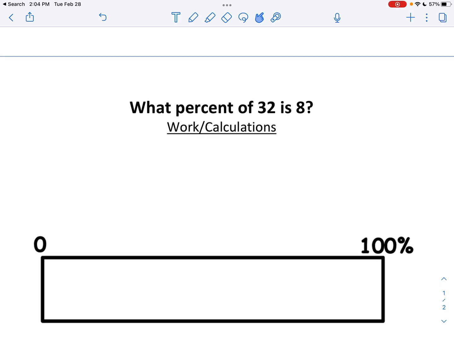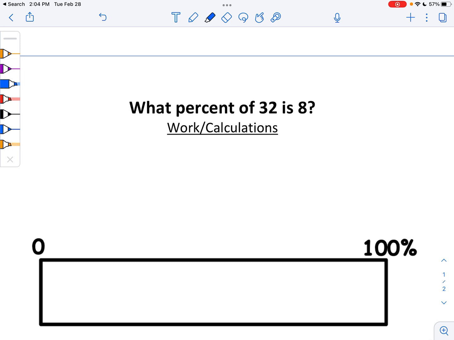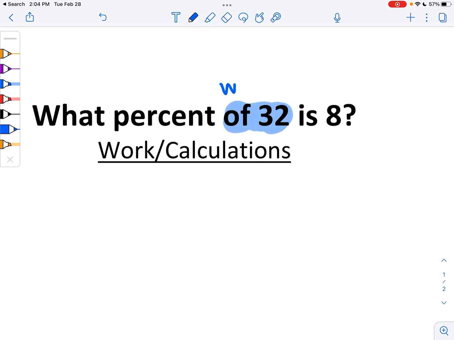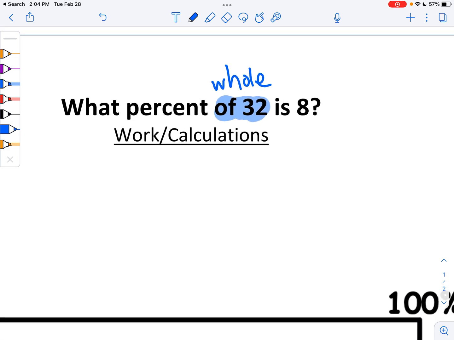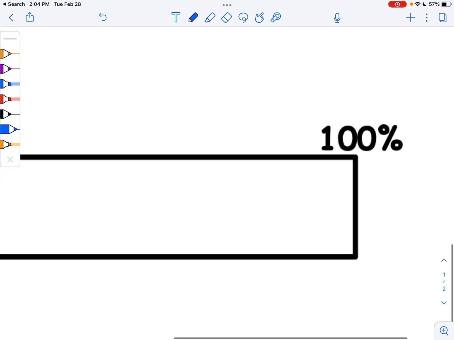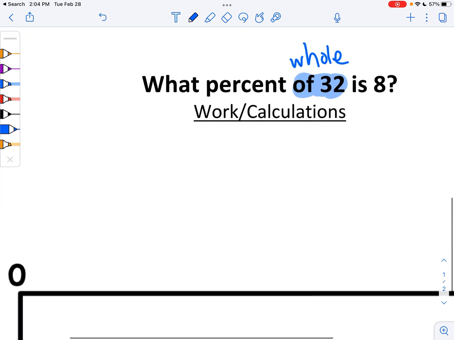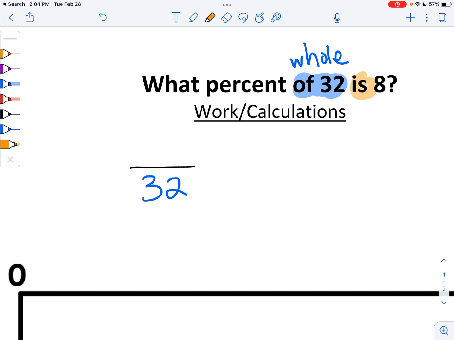Something that you've seen me do multiple times now is I have highlighted the word "of" and whatever comes right after it, 32. When I can find "of," then I know the number that goes with it is the whole. So immediately I'm going to put 32 underneath 100% because that's the whole bar. And I'm going to write a fraction that has 32 as the denominator. Then I see that it says "is 8," and the number that goes with "is" is the part, and that becomes the numerator.